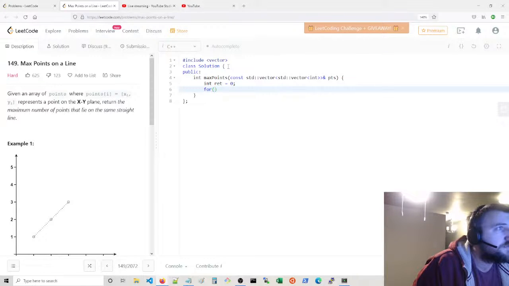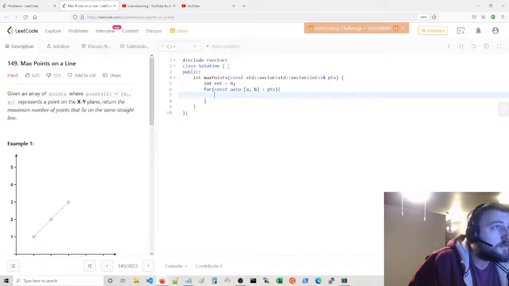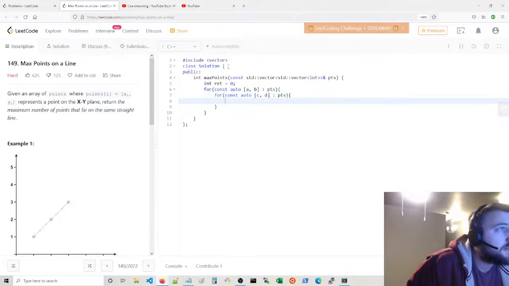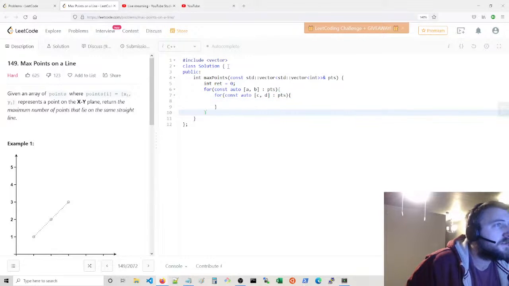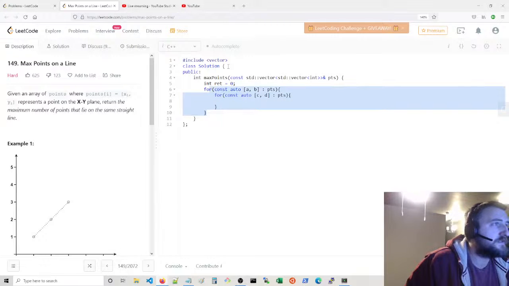You really could just do const auto a, b in points, and for all the other points c, d in points. We just need to make sure it's not the same point. That might be easier just to use indices then.